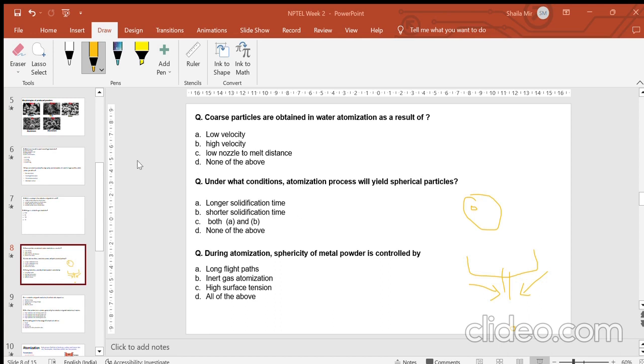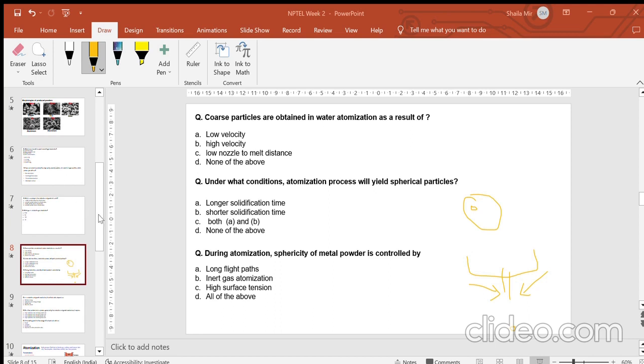The next question is, under which condition will the atomization process yield spherical particles? The longer solidification time, shorter solidification time, both A and B, and none of the above. Because we have to achieve spherical particles. Longer solidification time. Yes, because a longer solidification time will give the sphere enough time to form, because spherical morphology is the lowest energy morphology, with a lower surface energy.